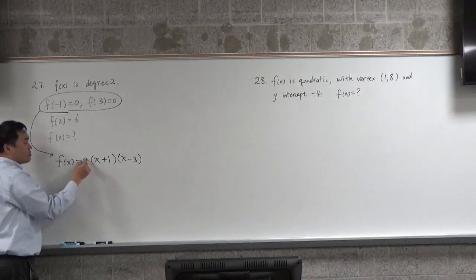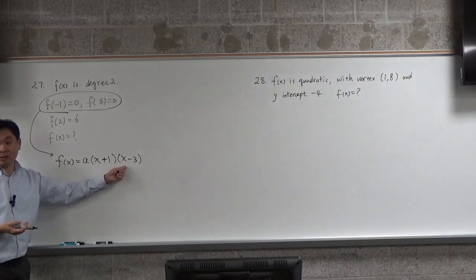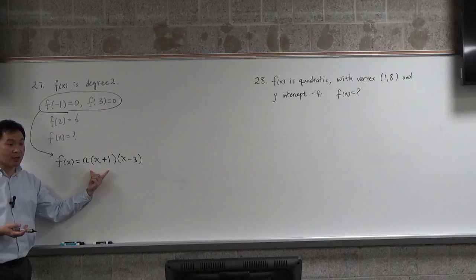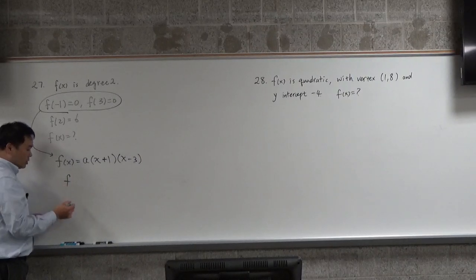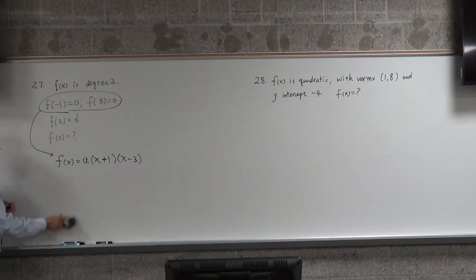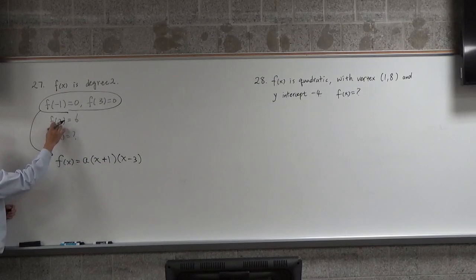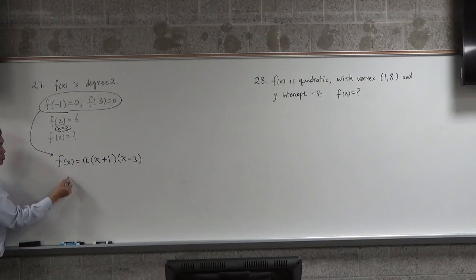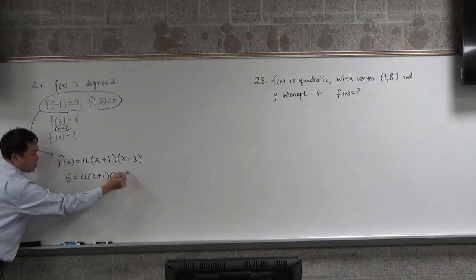And if you just have a constant multiplied, this is indeed a degree 2 polynomial, because x times x is x squared, right? If you expand this, this is going to be a degree 2 polynomial. Is that okay? All right. And then we can use this last hint to figure out what a is, because if I plug in x equals 2 everywhere, then I get f of 2, but f of 2 is 6. And you get 2 plus 1, 2 minus 3.